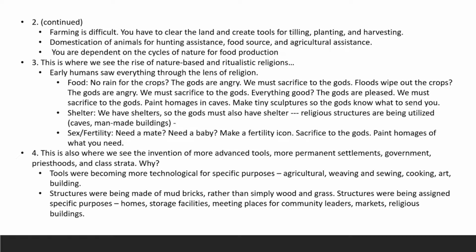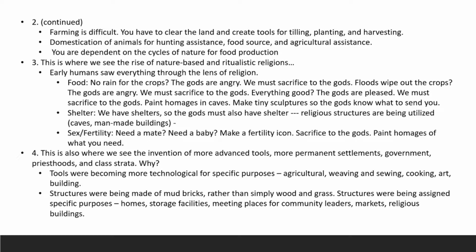Early humans saw everything through the lens of religion. Food. No rain for crops, the gods are angry. We must sacrifice to the gods. Did the floods wipe out the crops? Gods are angry. We must sacrifice to the gods. Everything good? Yay, the gods are pleased. Let's sacrifice to the gods. Let's paint homages in caves, make tiny sculptures so the gods know where to send us.